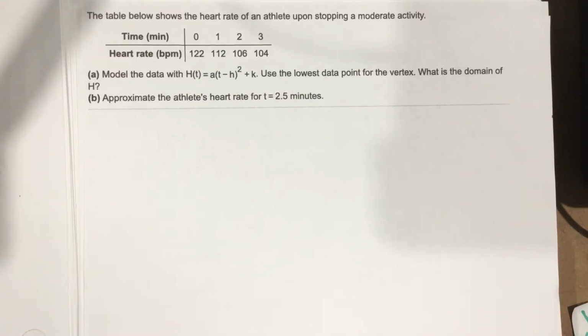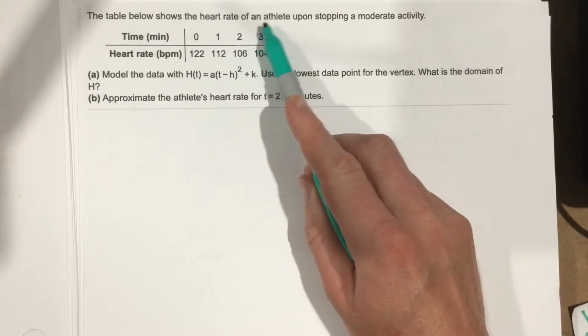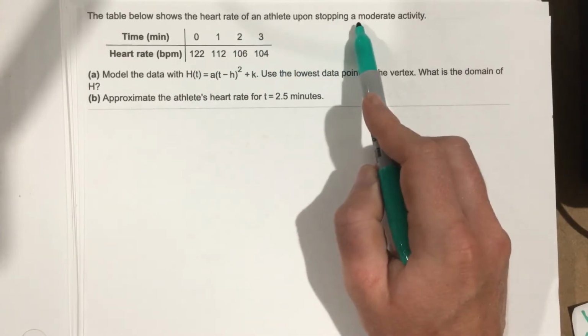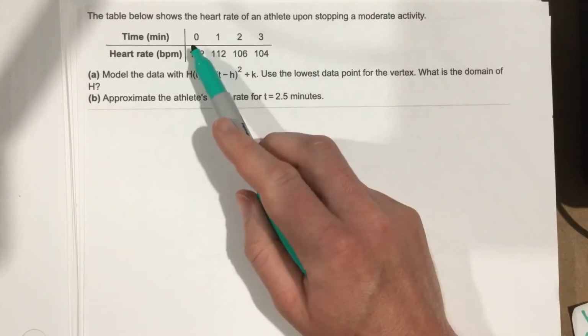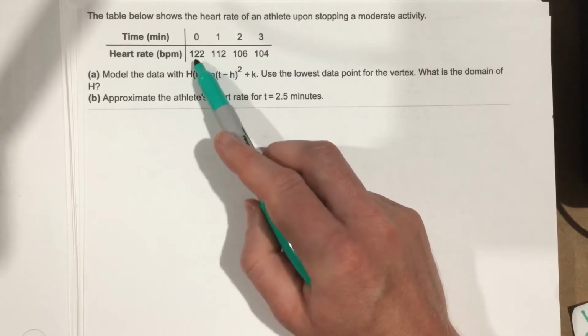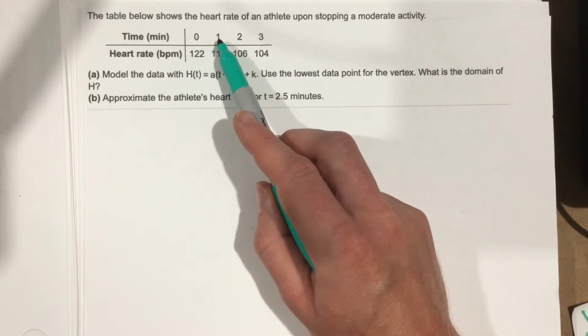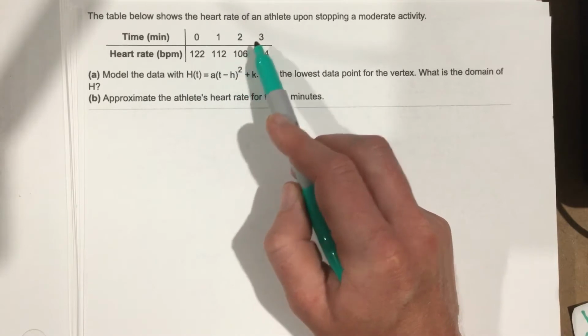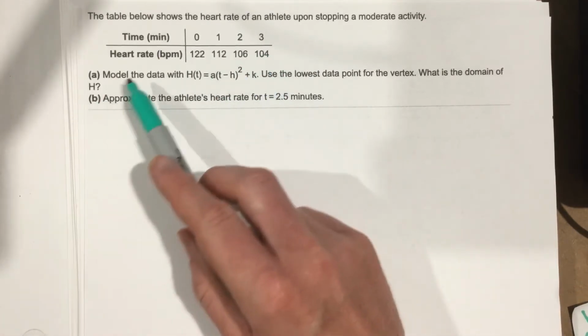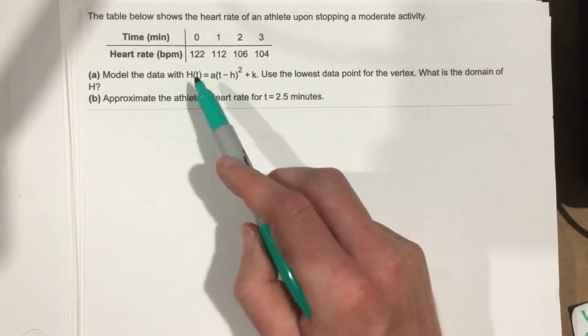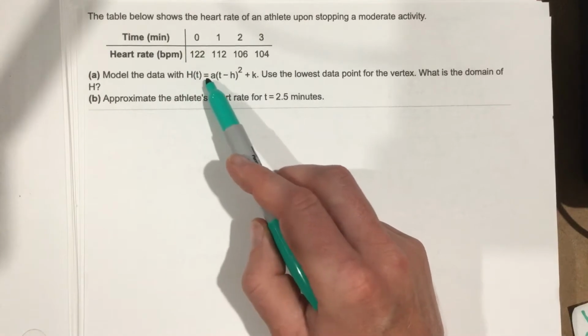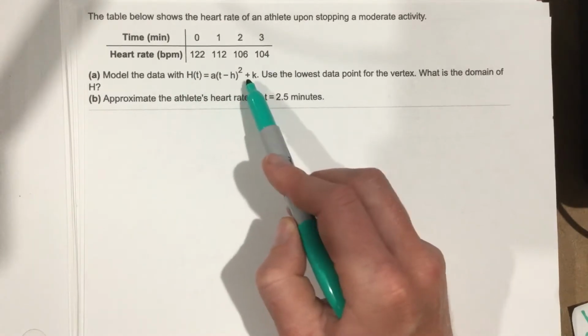This is problem number 10 from section 3.1. It says the table below shows the heart rate of an athlete upon stopping a moderate activity. As you can see, the heart rate immediately after stopping is 122, after 1 minute, 112, 2 minutes, 106, 3 minutes, 104. Model the data with h of t, being the heart rate, equal to vertex form.